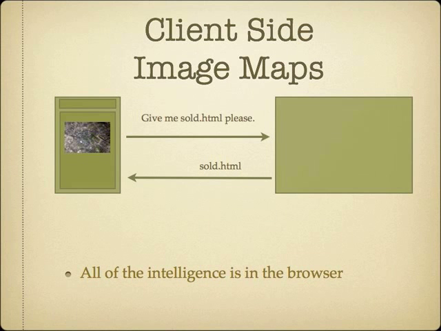Now there was a time when that kind of decision making was too much for most browsers. So in the early days you could only use server-side image maps. But as browsers became more intelligent, client-side image maps became more usual. And they're the norm now.